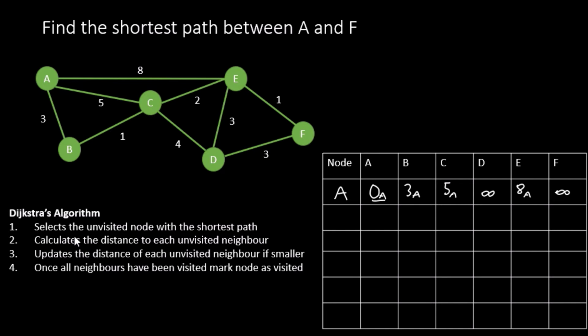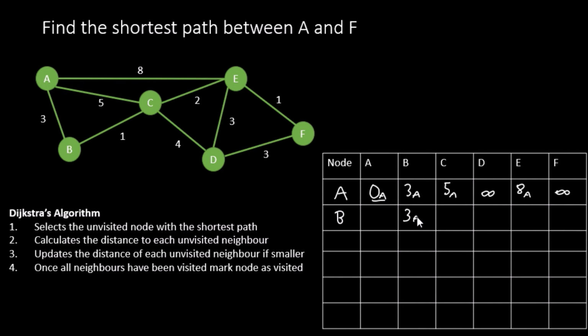Then the next step is to select the unvisited node with the shortest path. Well, that's now 3, so that's B. So it's node B with the shortest path of 3. So we write down B here, copy that cell down here. And then again, we do the same thing with B as we did with A, figuring out what the distance between B and all the other nodes are. Well, we've done A and B, so we don't need to do that.